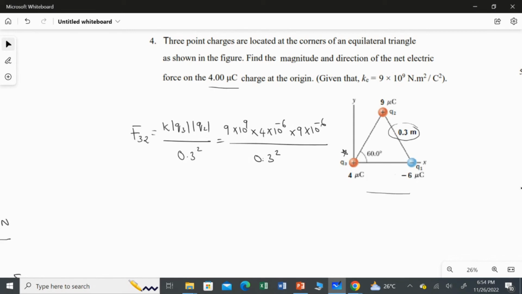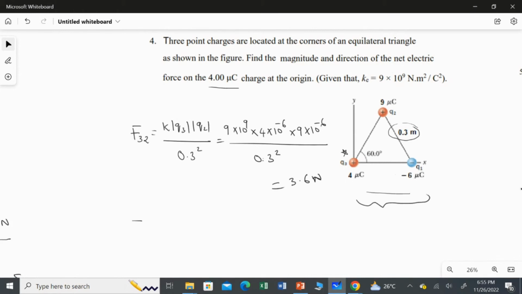So let's see what is the answer. 9 times 10 power 9 multiplied by 4 times 10 power minus 6 multiplied by 9 times 10 power minus 6 over 0.3 squared. I got the answer as 3.6, right? Yes, it's 3.6 Newton.